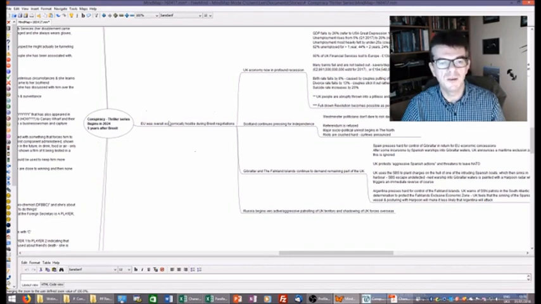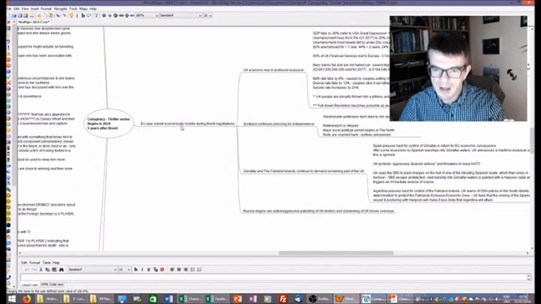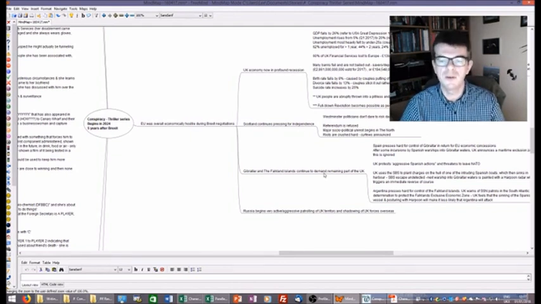I've zoomed in on one of them for you, and one of the underlying factors for the book is the presumption that the European Union was overall economically hostile during the Brexit negotiations, and that as a consequence of that, the UK economy is now in a profound recession. And I've actually modelled the effect of this on the US Great Depression of 31-32, that Scotland is continuing to press the UK government for independence, but that Gibraltar and the Falkland Islands are pressing to remain part of the UK.